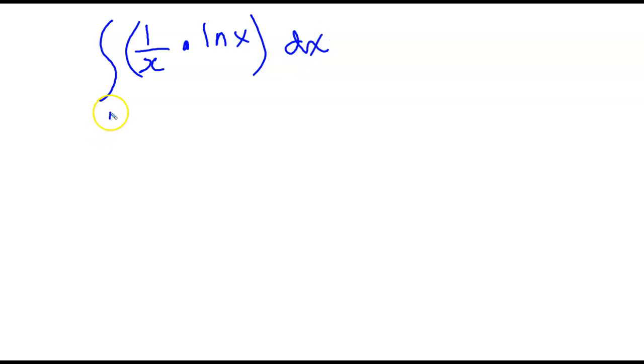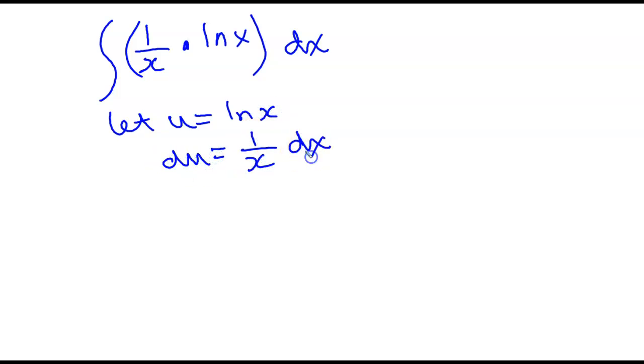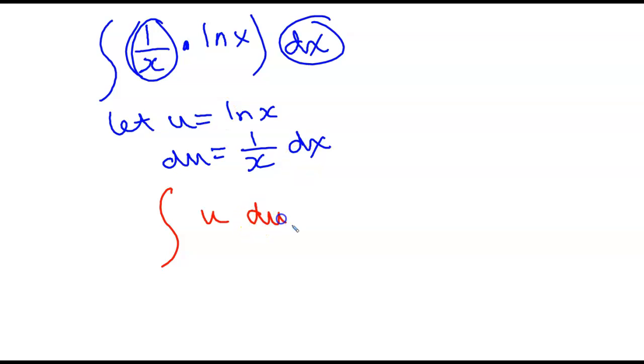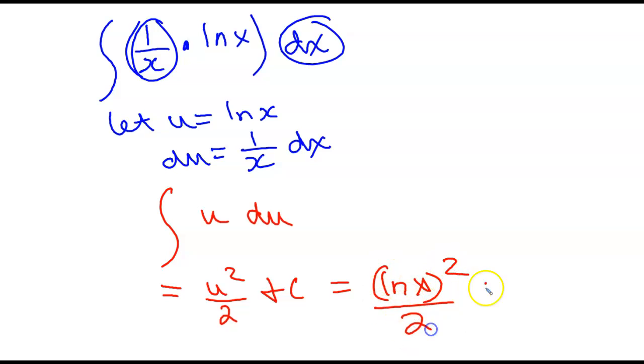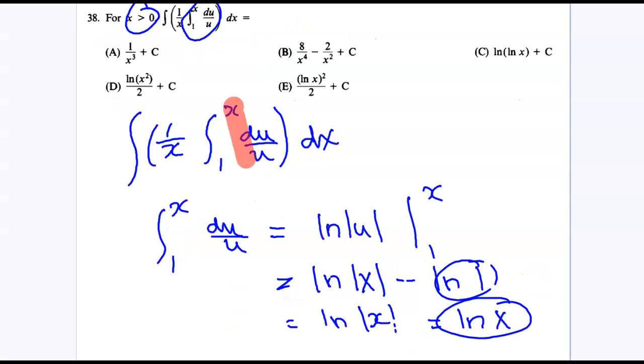dx. So now I'm going to let u equal ln x. du is 1 over x dx, which I have right here. So now I can use my substitution. In place of ln x, I'm putting u. And in place of 1 over x dx, I'm putting du. So if I integrate this, this is u squared over 2 plus a constant. And substitute back in, so I get (ln x) squared over 2 plus a constant. And that should be my final answer right there, which is E.